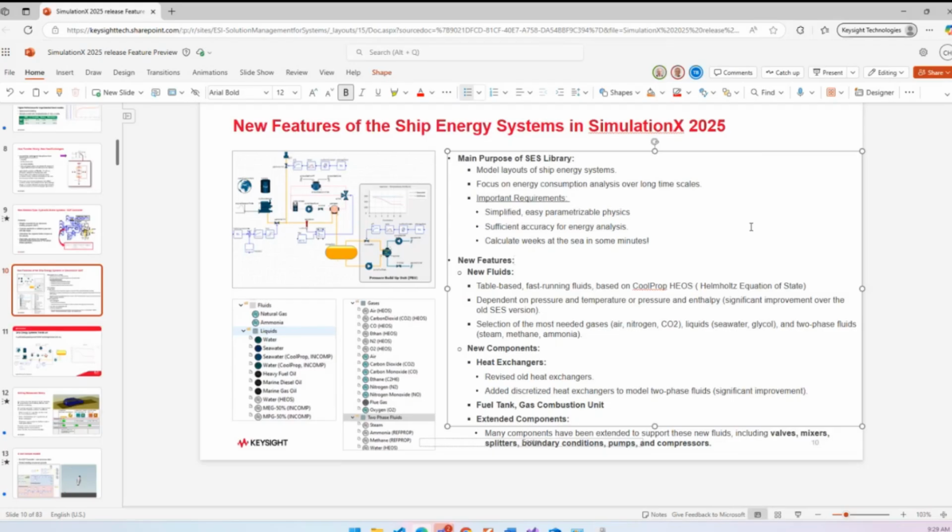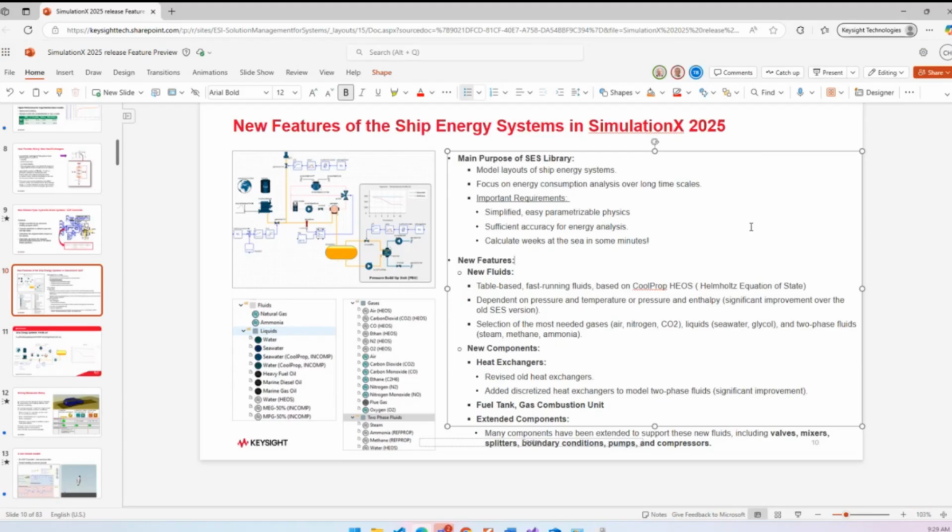And we think the important requirements are we want simplified and easy parameterizable physics, but on the other hand, we need a sufficient accuracy for energy analysis. And at the end, it has to calculate very fast. So we want to calculate weeks at sea in some minutes. So that's the main purpose of this library.